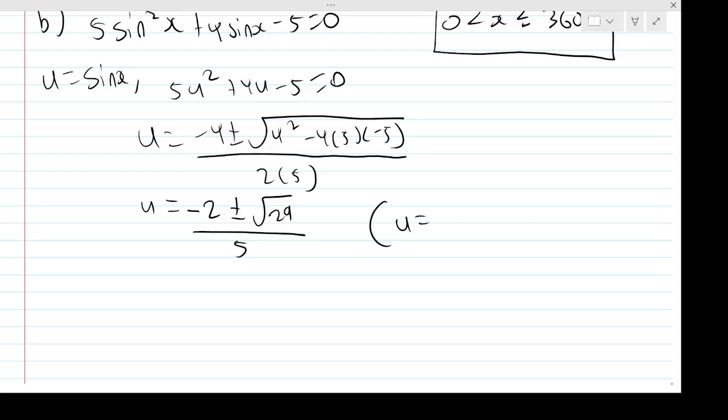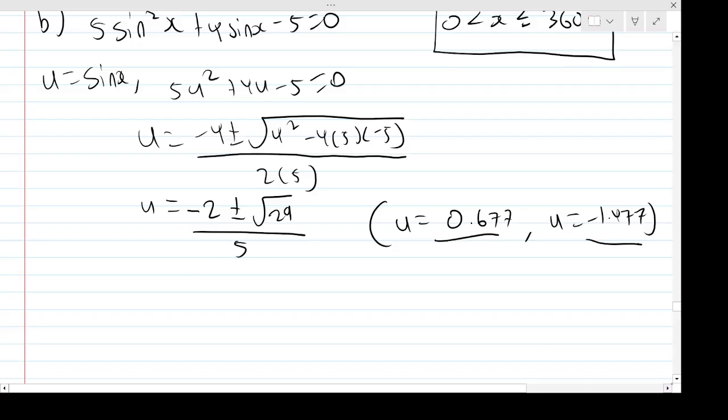Remember, if you've got a nasty fraction like this, it might help to convert it to a decimal for yourself. So u is 0.677. That's the positive case. Or it's negative 1.477. Okay, so hopefully that visualizes what's going on here. Nasty fraction, but these are the two actual values.